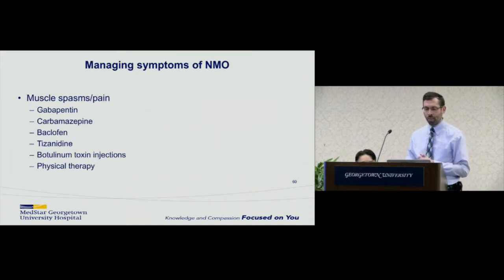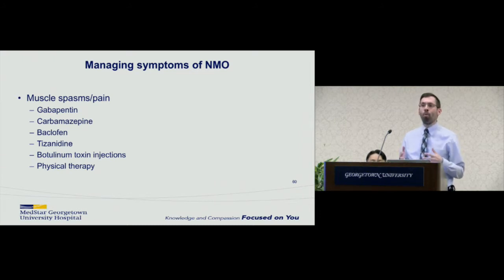But in addition to preventing attacks, a lot of patients will have symptoms between attacks, and probably muscle spasms and pain are the most severe symptoms that patients with NMO suffer. And I think there'll be a talk a little bit more detail later on about spasticity, but some of the oral medications that we can use are gabapentin, which is also used for a lot of other types of neuropathic pain, carbamazepine, baclofen, which is a muscle relaxant, tizanidine, another muscle relaxant. I think you'll hear a little bit more detail about Botox or botulinum toxin injections.